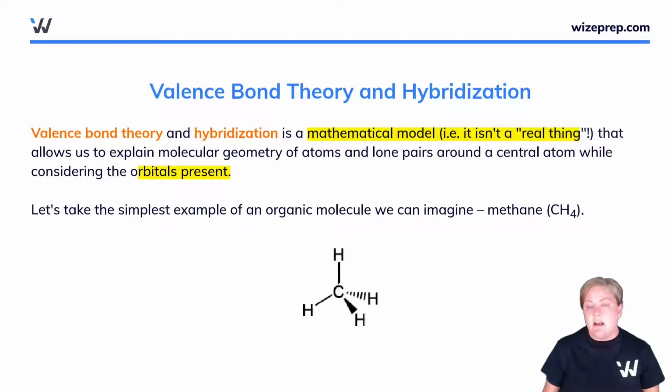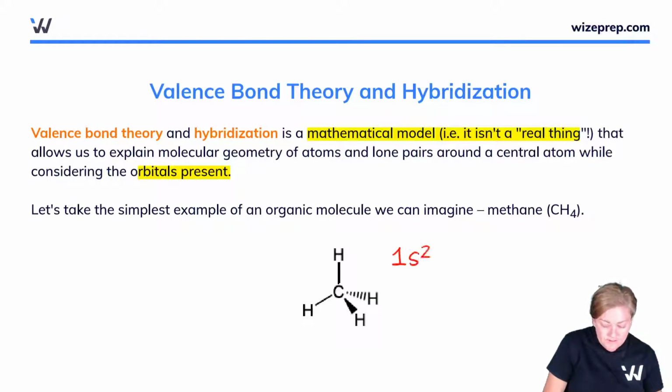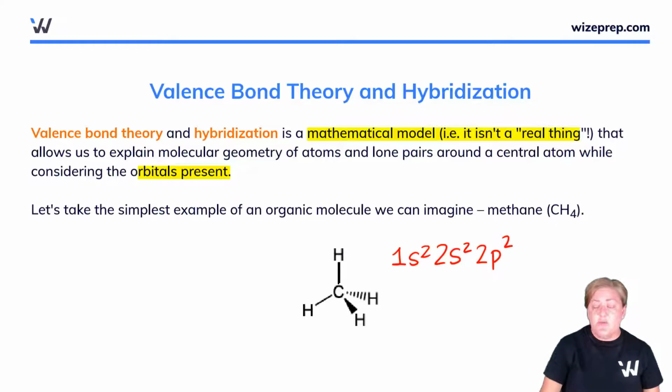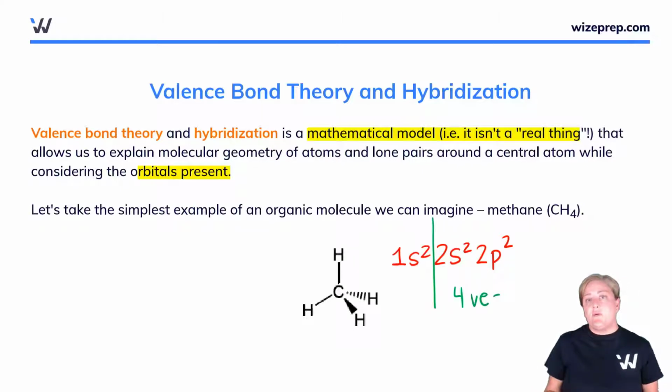Let's start by thinking about a simple organic molecule, methane, CH4. Now, we know methane exists. We know CH4 exists. But if I asked you to write me out the electron configuration for carbon, you would write 1s2, 2s2, 2p2, where the division between the valence and the core is right here. So we see that we have 4 valence electrons. And that makes sense. We want to make 4 bonds.